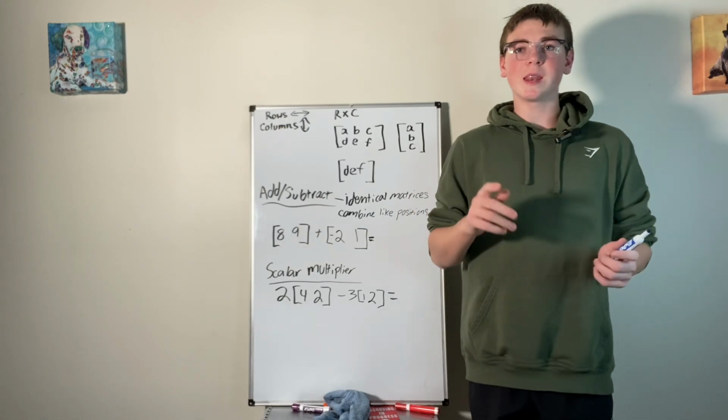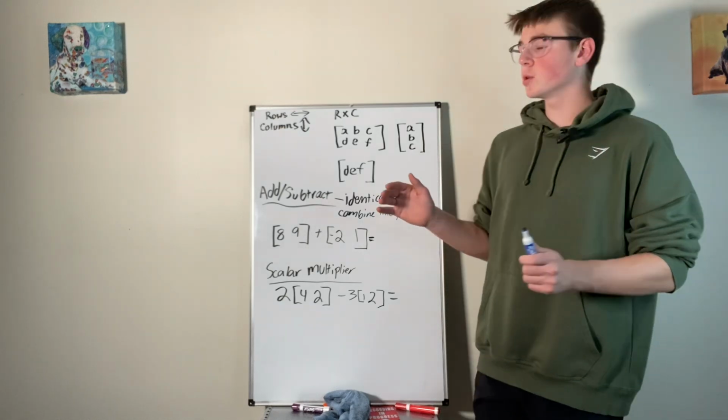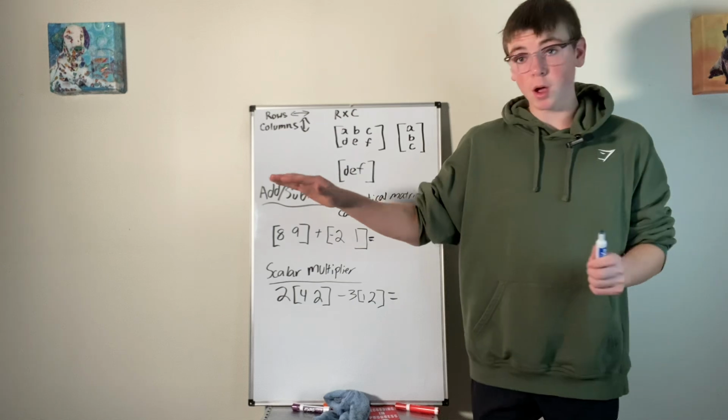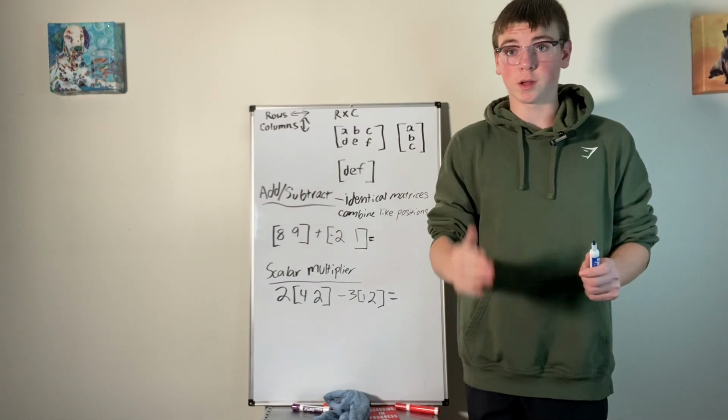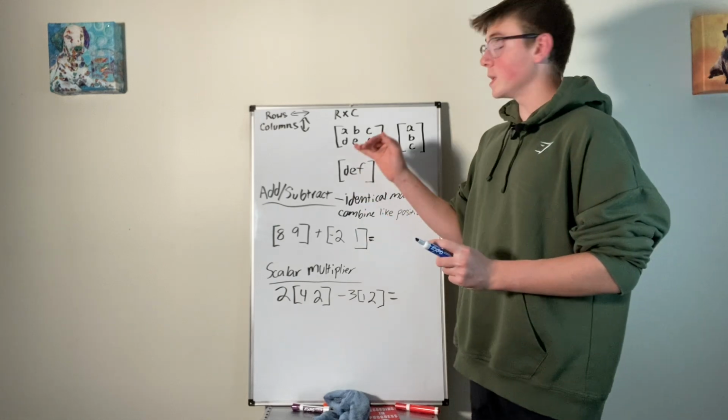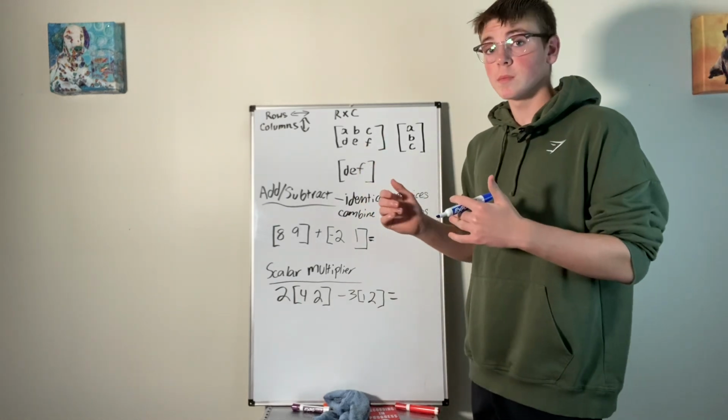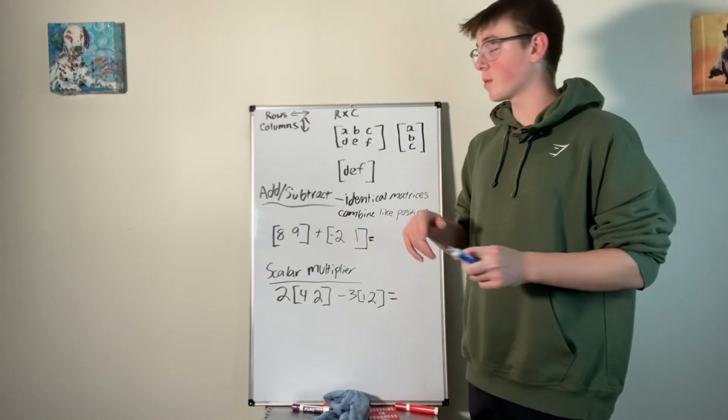Today I'm going to talk about matrix operations. We're going to start with naming a matrix. You name it by rows, which are horizontal, and then columns, which are vertical. So we name it row by column: the amount of rows times the amount of columns.